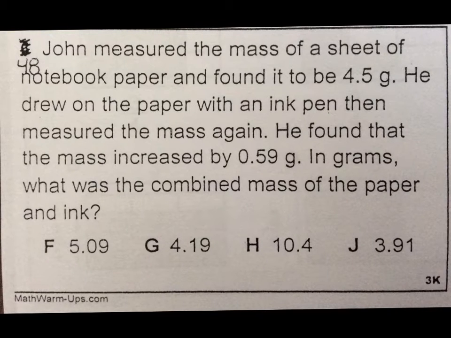Number 48. John measured the mass of a sheet of notebook paper and found it to be 4.5 grams, or 4 5/10. He drew on the paper with an ink pen, then measured the mass again. He found that the mass increased by 59 hundredths of a gram. In grams, what was the combined mass of the paper and ink?